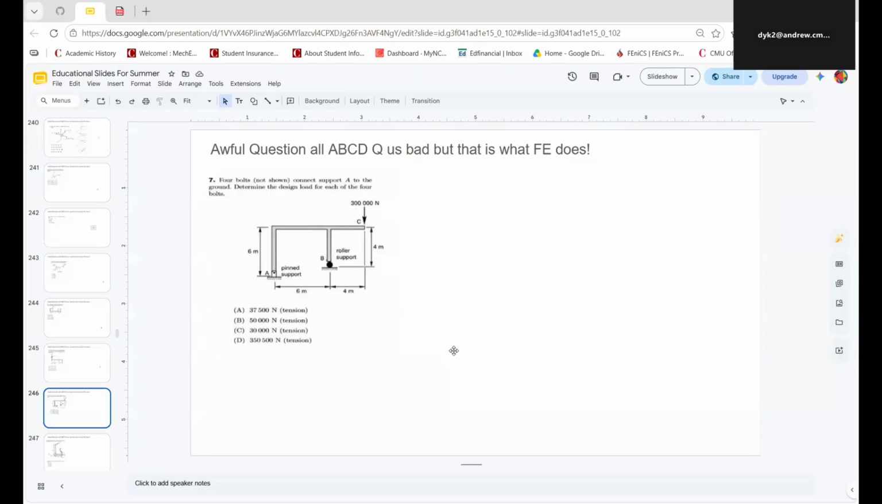Four bolts not shown connect support A to the ground. Determine the design load for each of the 4 bolts. Okay, where are the bolts? I don't understand what the question is asking for. There's nothing missing, I don't think. Let's just reread the question. Support A to the ground. Oh, 4 bolts, not shown. Okay, yeah, that makes sense. Determine the design load for each of the 4 bolts. So I have to divide that by 4, is what they're saying.